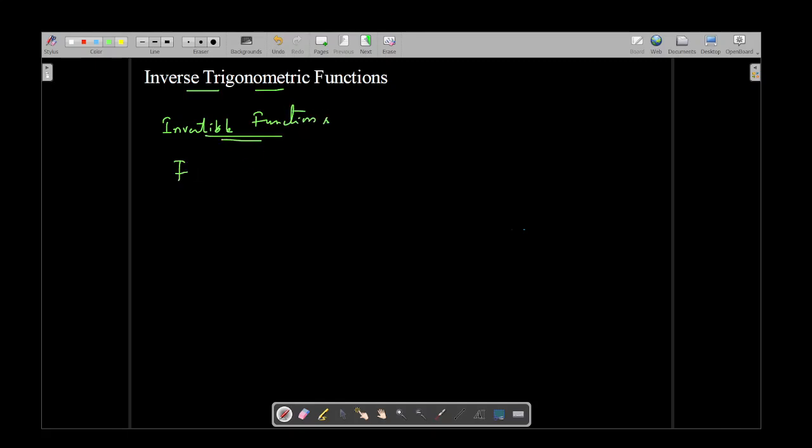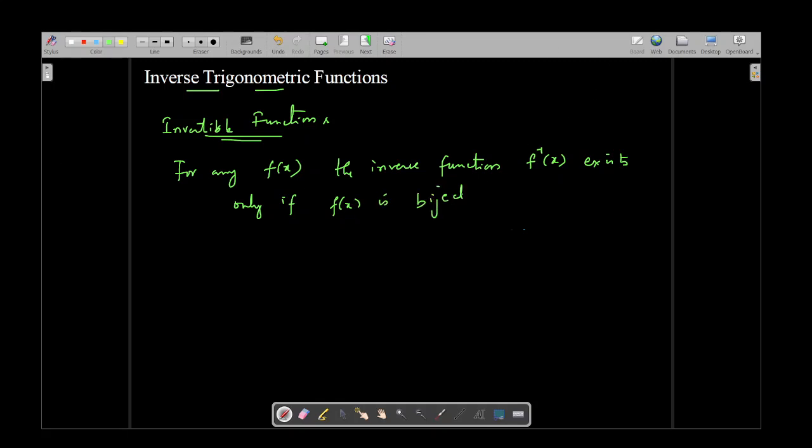So for any function f of x, the inverse function, f inverse of x, exists only if f of x is bijective. If it is bijective, then only the inverse function exists. Or I can say f of x is invertible only if f of x is bijective. When I say bijective, it means it should be both 1-1 and onto.